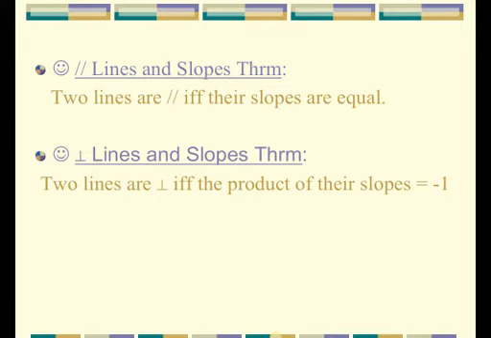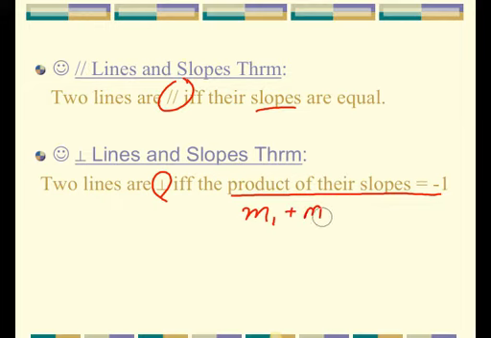Very similar statements to what you learned in algebra, but relating slope to being parallel and to being perpendicular. This statement about lines being perpendicular: the product of their slopes is equal to -1. You'll also see it written M1 times M2 equals -1. Remember, M is slope. And you probably learned the phrase opposite reciprocals.